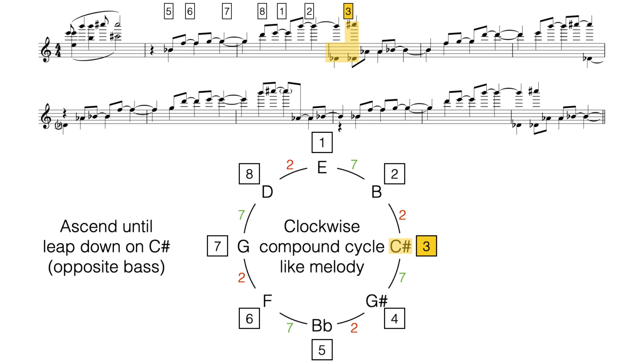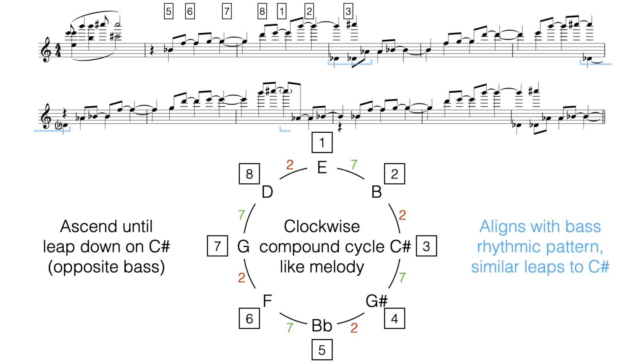It's just the opposite of the bass, which moved down to a low C sharp before jumping up. Because of the aligned rhythmic patterns in these two parts, the bass always reaches its low C sharp right around the moment when the inner voice reaches its high C sharp.